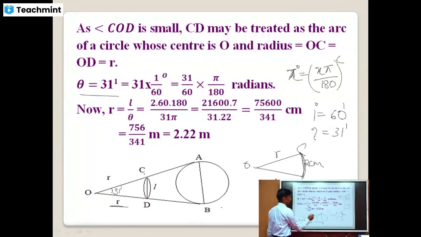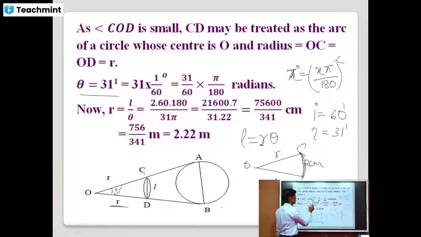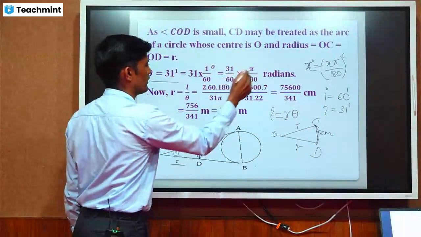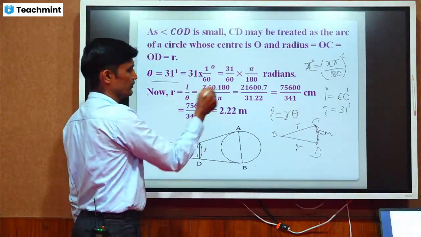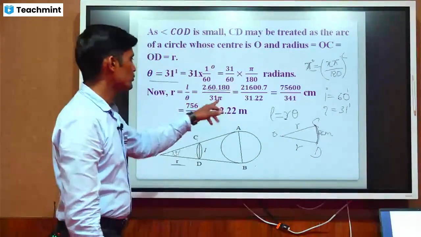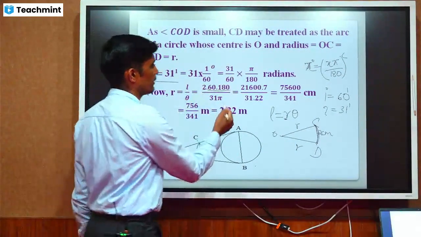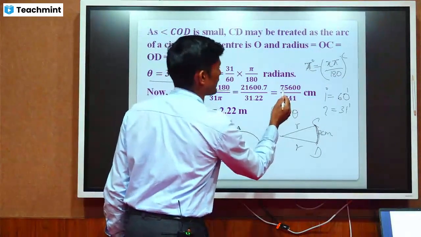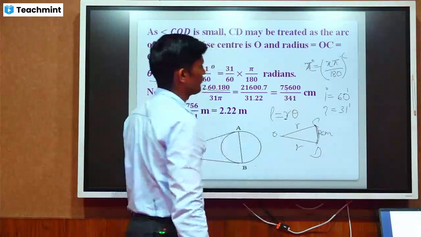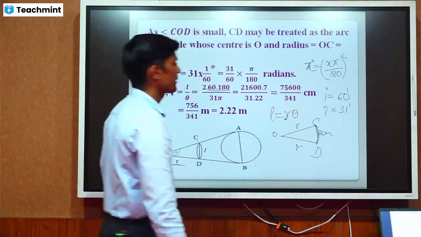Therefore, you know the formula L is equal to R theta: arc length is equal to radius into angle subtended. Therefore R is equal to L by theta. Now L is the arc length, equal to 2 centimeter, divided by theta, which is 31 pi divided by 60 into 180. The denominator of the denominator becomes the numerator, 60 into 180. Then on simplifying, substituting pi as 22 by 7, we will get 75,600 divided by 341 centimeter.